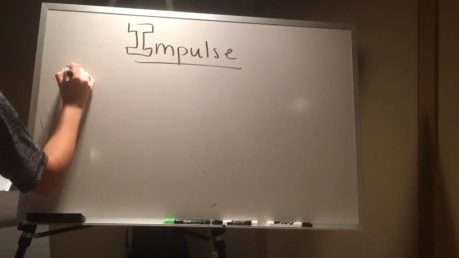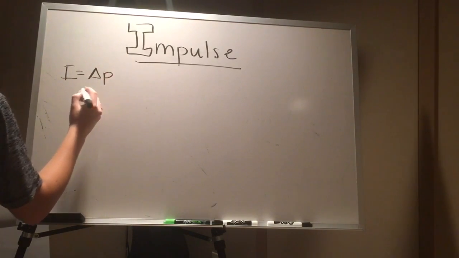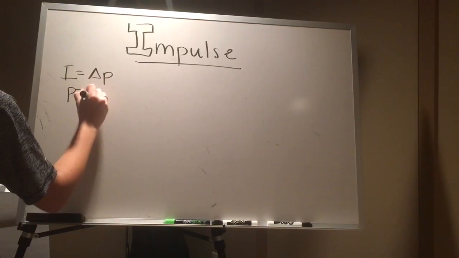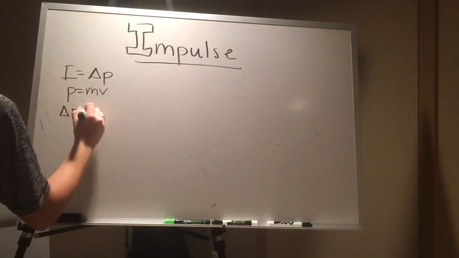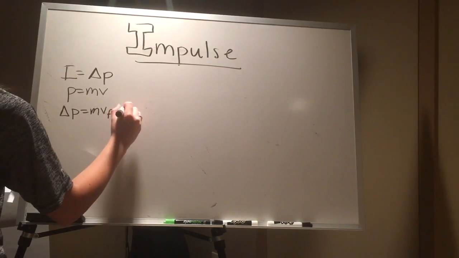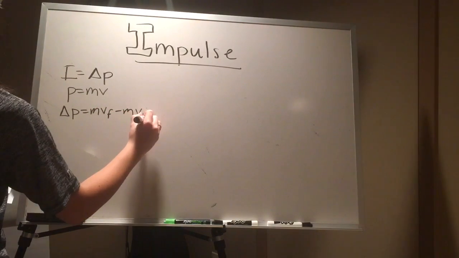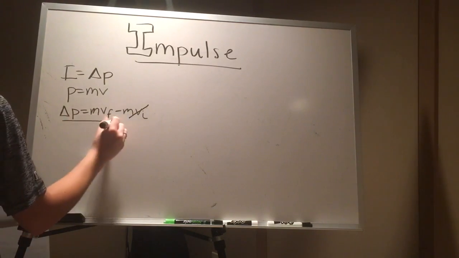For impulse, we use the equation I equals delta P, which is equal to change in momentum. And we know that P equals mv, which is mass times velocity. So delta P equals mass times final velocity minus mass times initial velocity. Since initial velocity is 0, this term is 0, so it's just this.